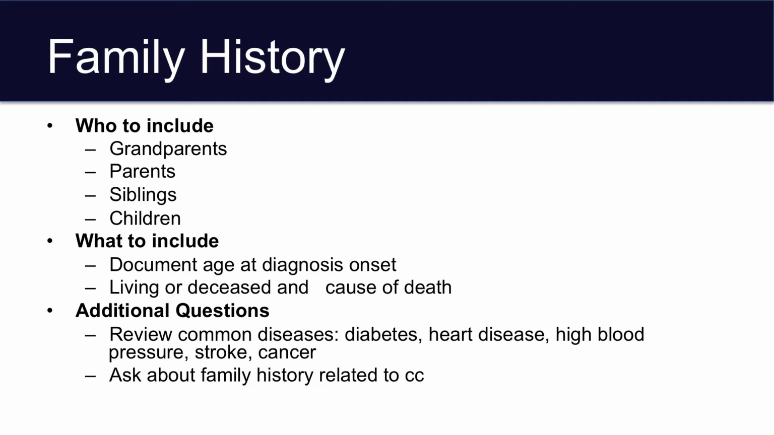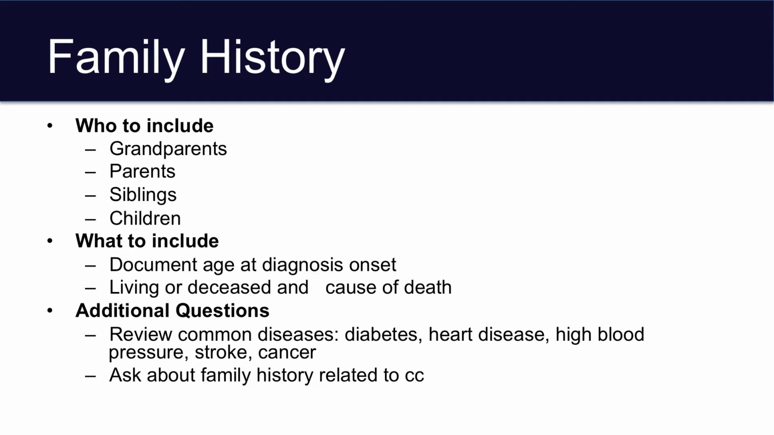Additional questions you might ask are to review common conditions, just like you did for the past medical history. You're going to ask about diabetes, heart disease, high blood pressure, stroke, and cancer. And these are specific to adults. The pediatric history will be discussed in a different segment.